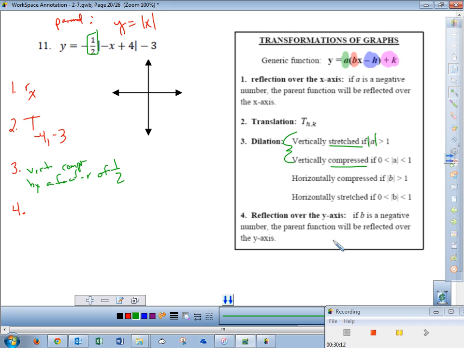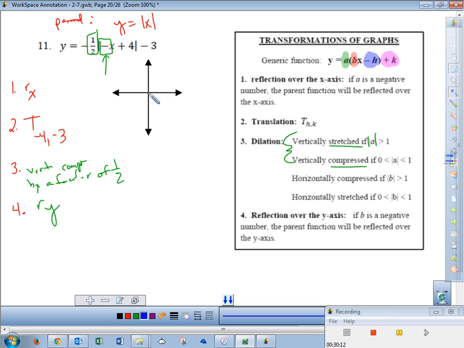The last question, though, is did he get reflected over the y-axis? Yes or no? And that has to do with him right here. Correct? That is negative. So it did get reflected over the y-axis. Groovy? Let's make a sketch. Doesn't even look like a V, right? How will he open?